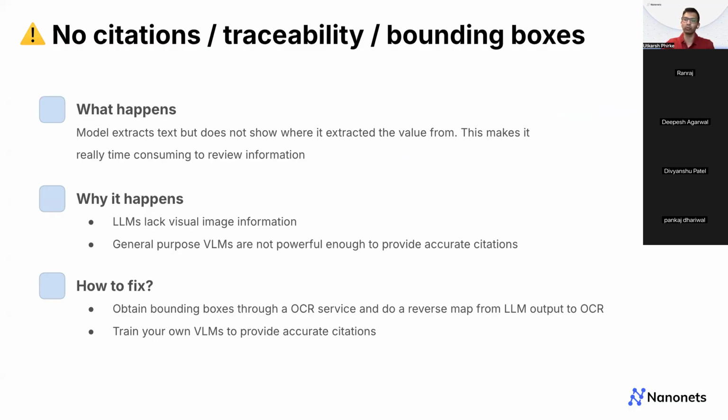So if say your LLM output predicts Australia, you need to search on the OCR, where is Australia? And wherever there is Australia, you need to find the corresponding bounding box from the OCR service. That is one way you can do it, will solve like 70% of your problem. Solving 100% of this problem is really challenging. Only way to do it is you need to train your own VLMs to get accurate boxes.